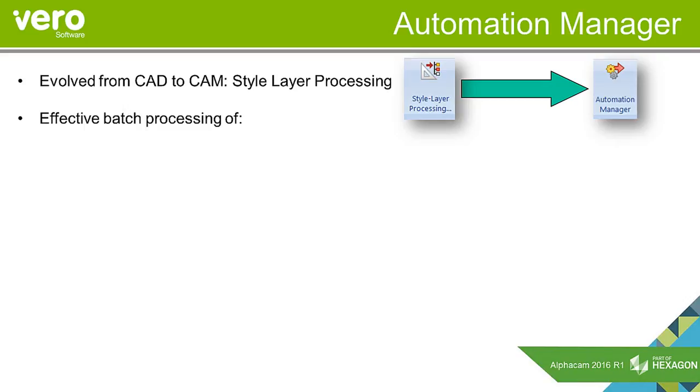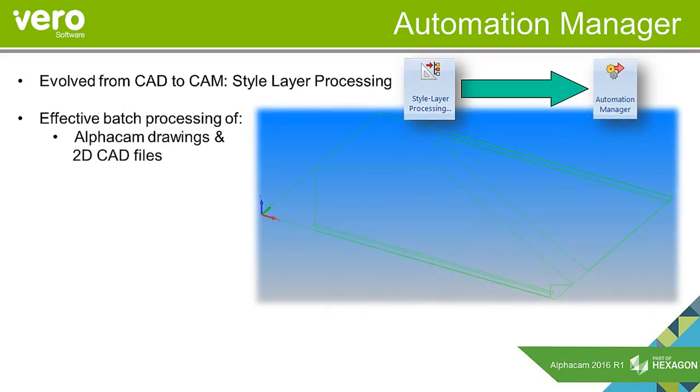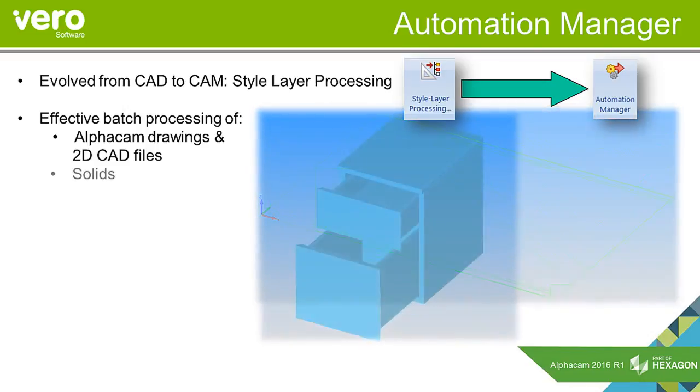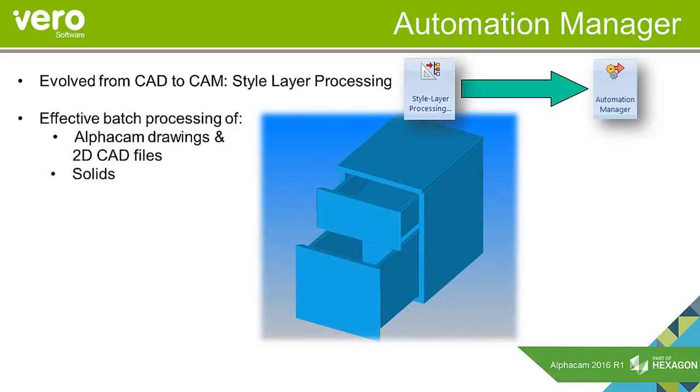Once again, it is a batch processing engine. The whole idea of it is to take either Alphacam drawings and 2D CAD files or solid files, but take many files at the same time and process them either by applying toolpaths to the 2D geometries or by feature extracting and then applying 2D toolpaths to the feature extracted geometries. But we're talking about obviously processing many files automatically.